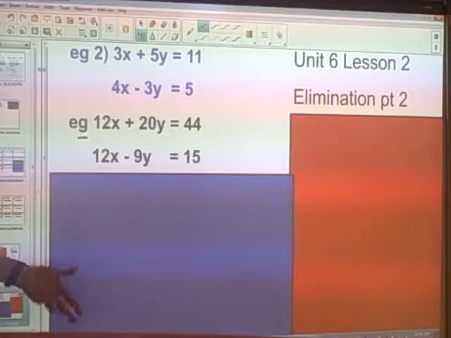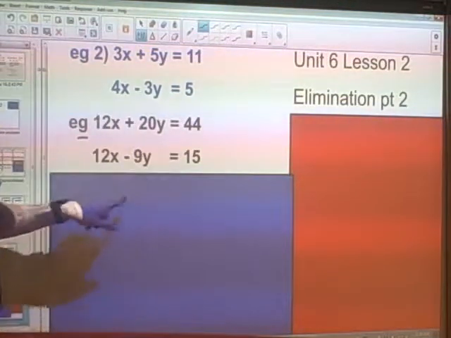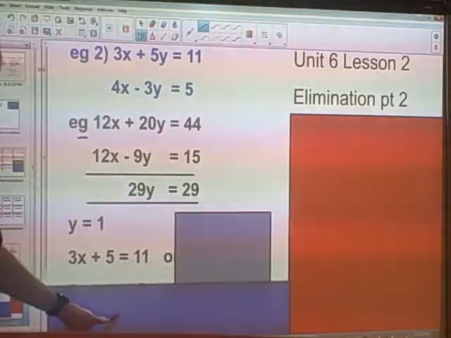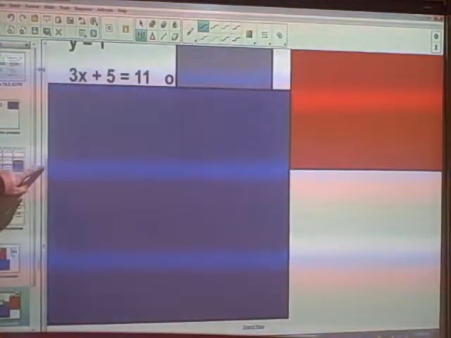20 take away negative 9 is going to give me 29. 44 take away 15 is also 29. And for this one, y would equal 1. We can substitute back.